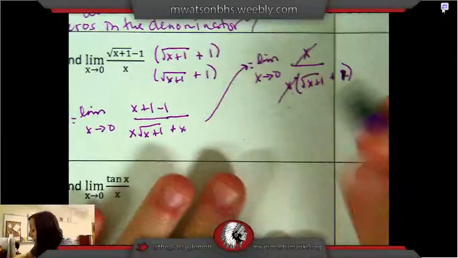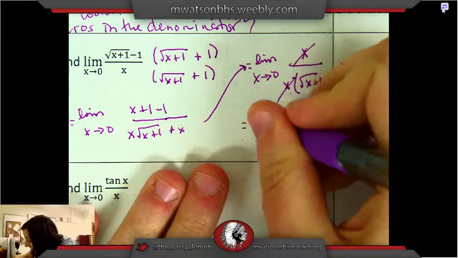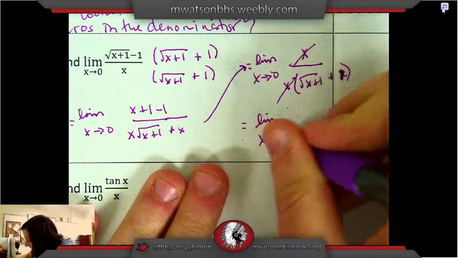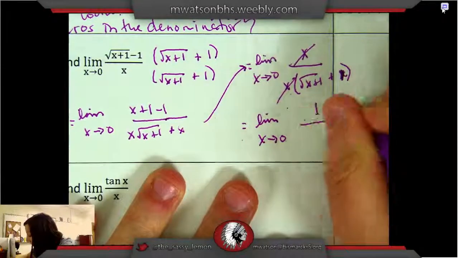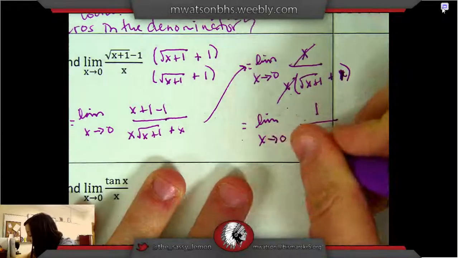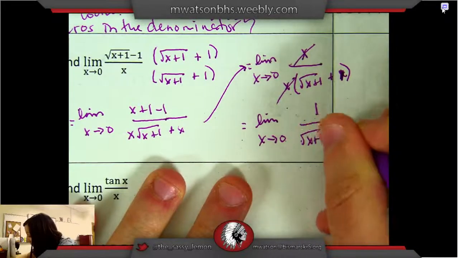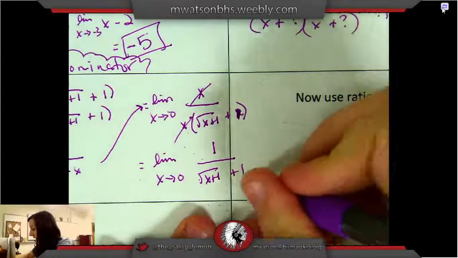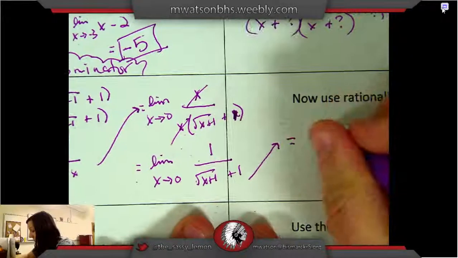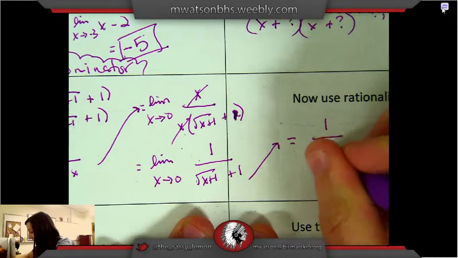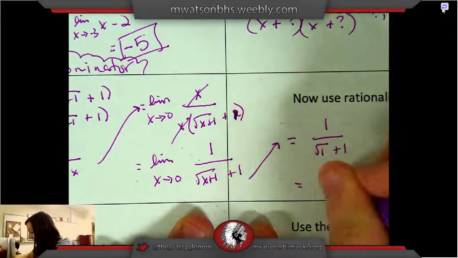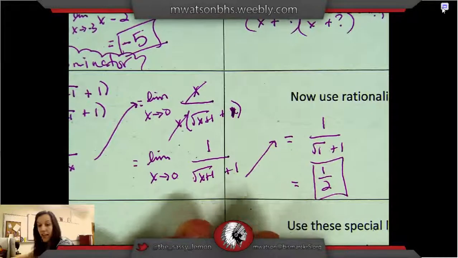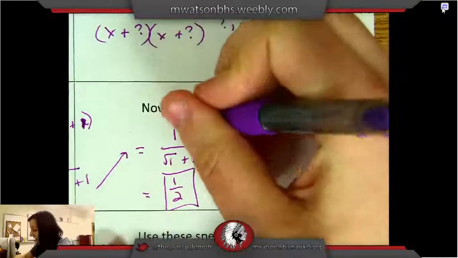So now we've got the limit as x approaches 0 of 1 over the square root of x plus 1 plus 1. Now we can plug in 0. And we're going to end up with 1 over the square root of 1 plus 1, which is 1/2. Yay! And we used rationalizing to help.